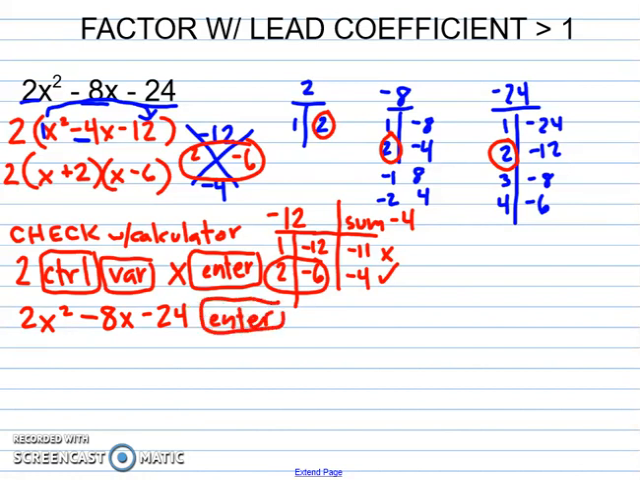That's going to tell me what does this expression equal when I put 2 wherever x is. Okay, and then I'm going to go and type in my answer. So 2 times x plus 2 times x minus 6. Remember all your parentheses, and you're going to hit enter one more time.